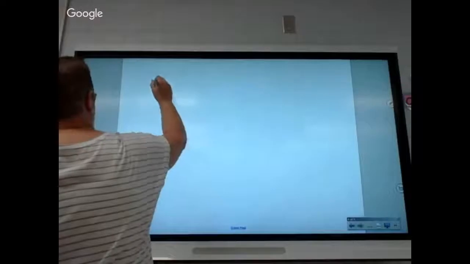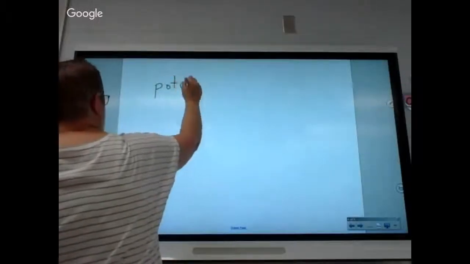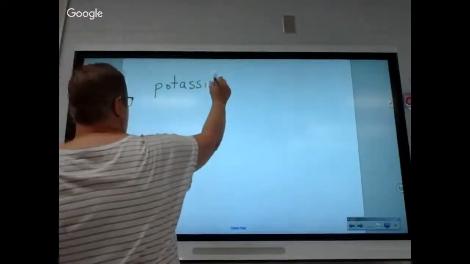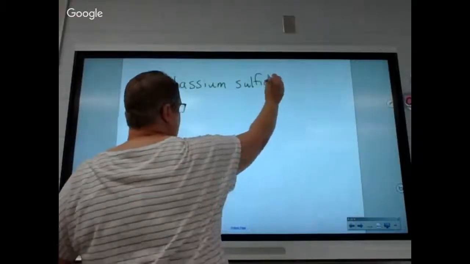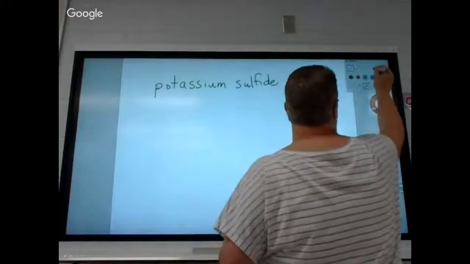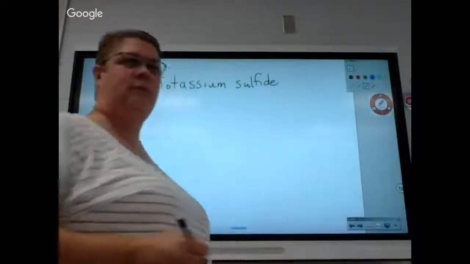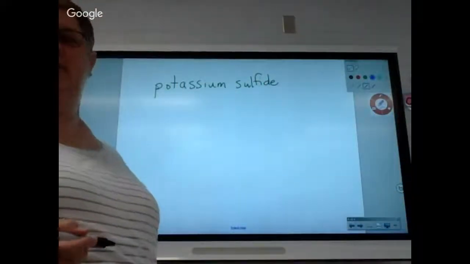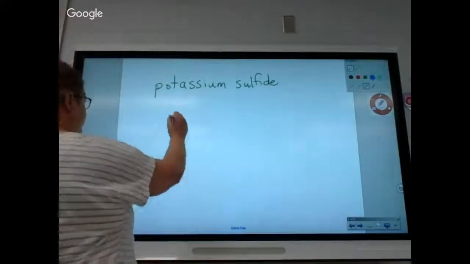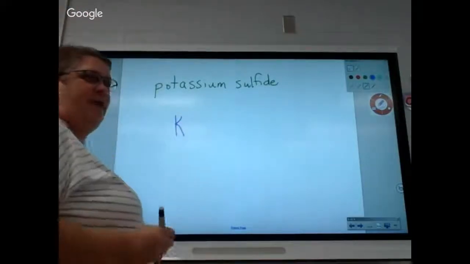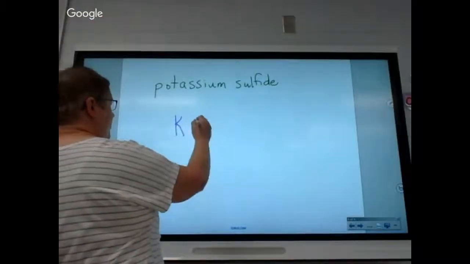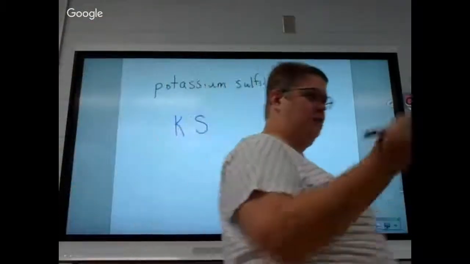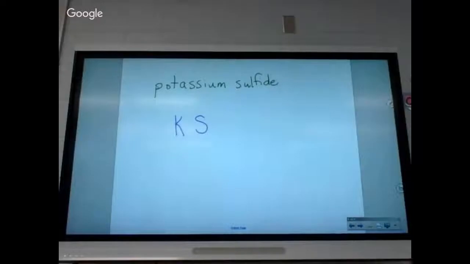So let's say that we have potassium sulfide. All right. Potassium has what symbol? K. And that's what's written on the board. Sulfide has what symbol? S. Both of these are single letters, so they're both going to be capitalized.